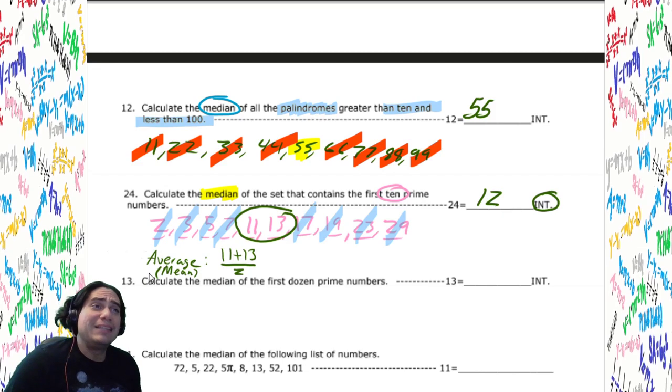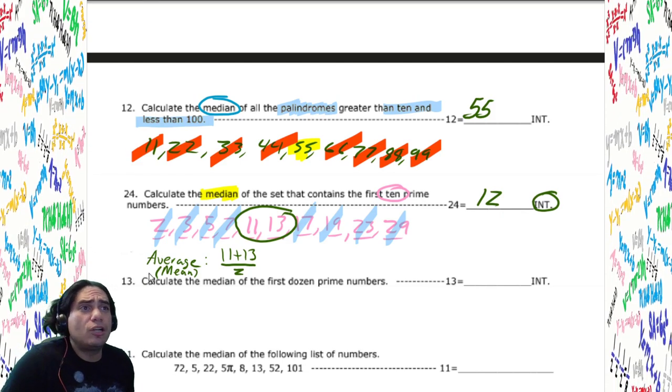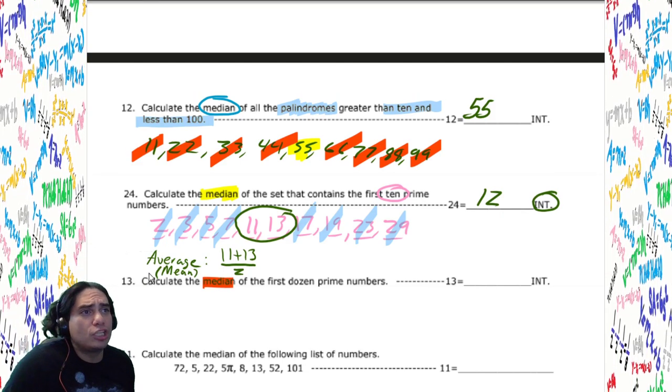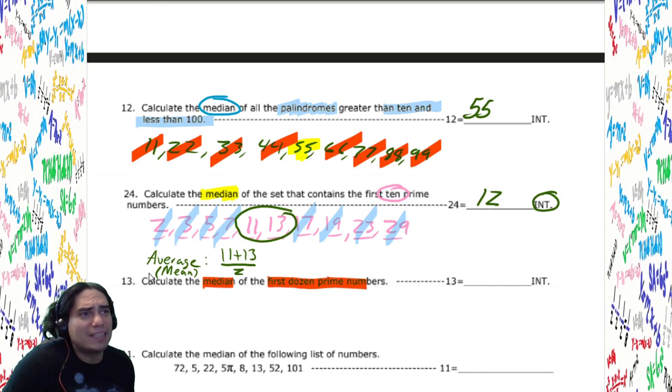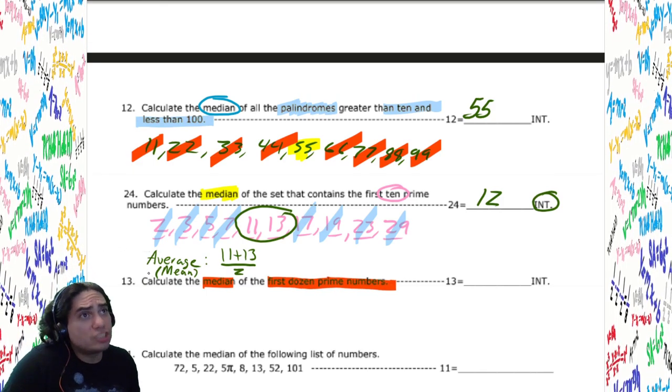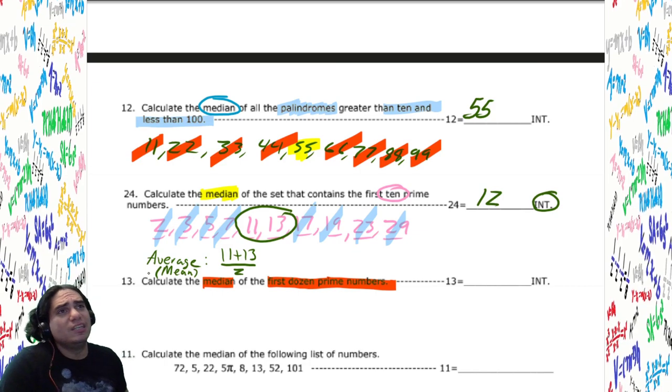Now, really, this next problem is very similar to the problem we just did. But instead of looking at the first 10, it asks for the first dozen. Now, of course, this is pretty difficult if you don't know what a dozen is.